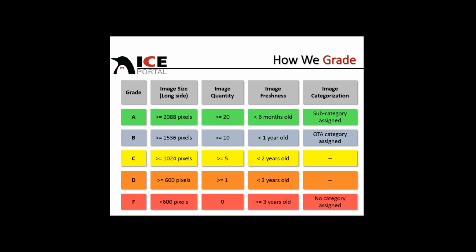So we assign a grade based on the size, the number of photos for each property, the age of the photograph, and whether the photo has a category. Size is important since the image needs to be large enough to grab your customer's attention. Quantity is important because studies have shown that properties with 20 or more images get more bookings. I'll have a slide on that in a minute.